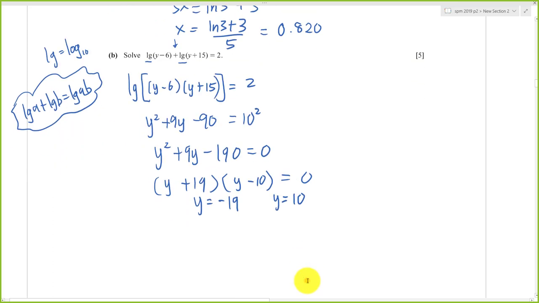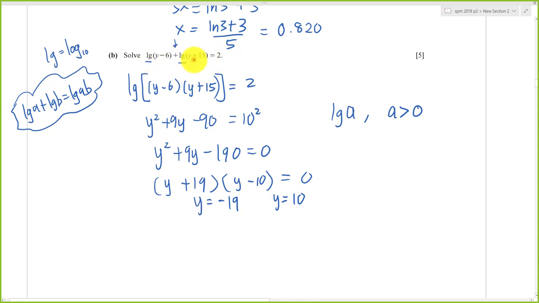Most of the time you will just stop here because you already found the answer. But because this is log, you need to understand that the argument of a log must always be bigger than 0. Because if it is equal to 0 or less than 0, you will get math error. So in this case, you cannot accept negative 19, because if you sub the negative 19 back into the y here, you will realize you will get undefined, right? You will get math error.